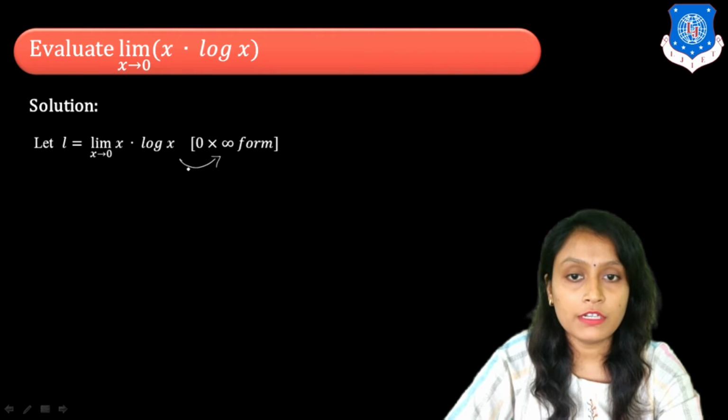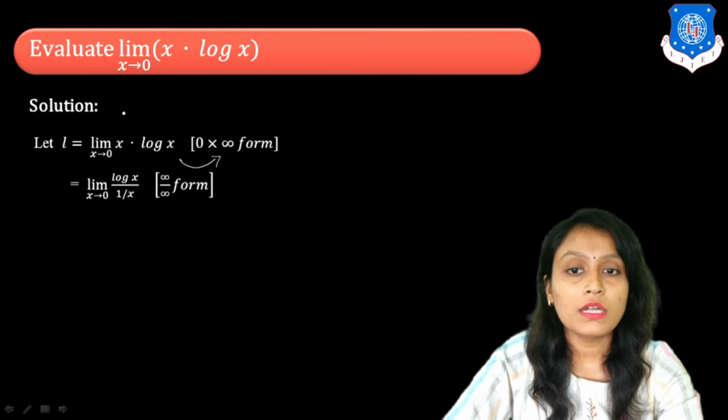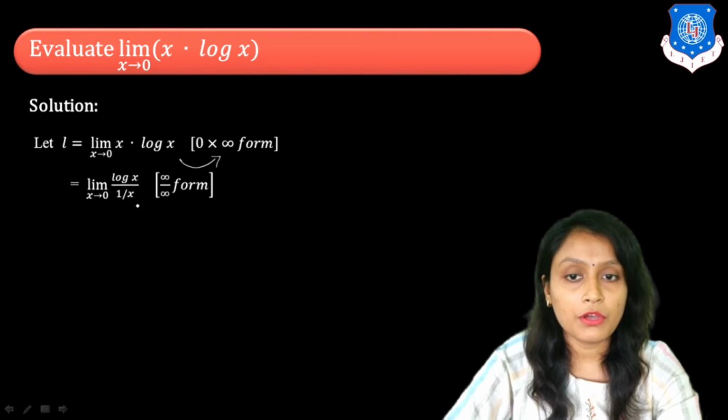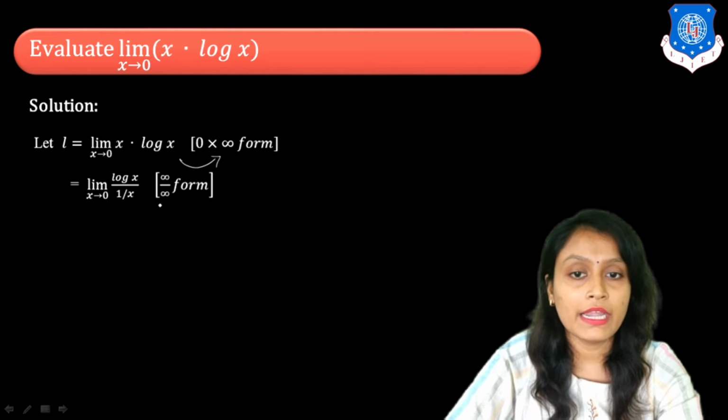Okay, so what we will do, we will take one term in the denominator. Now you have to remember one thing, that we will never take this log term in denominator. Log will always remain in numerator, the other algebraic term or trigonometric term will go to denominator. So this x will go to denominator, that is 1 upon x. Now if you substitute x is equal to 0, you will get the form infinite by infinite.